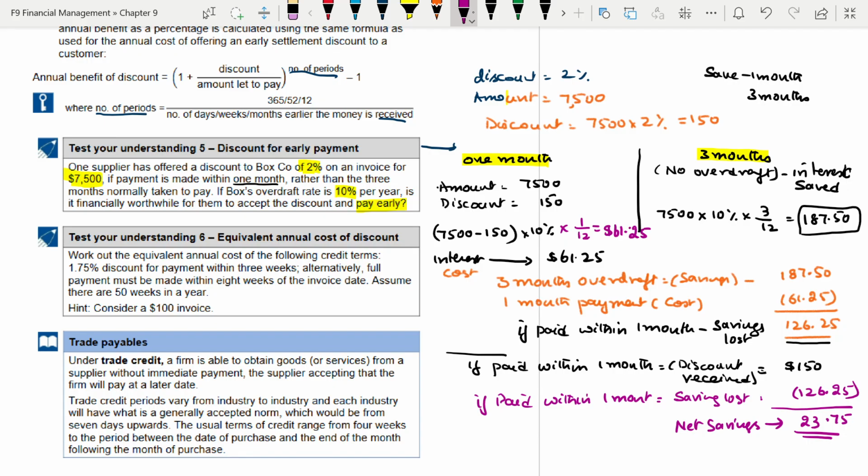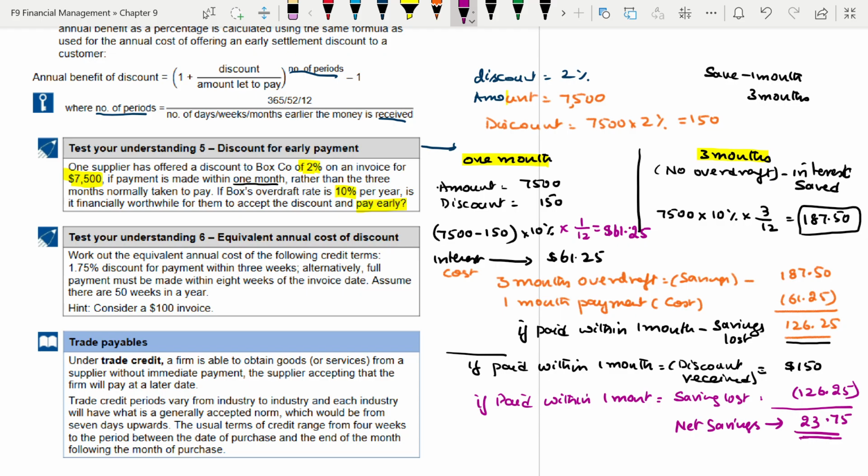That is the reason most of the people will not take the discounts, because when you take the discounts, your liquidity will decrease and your profitability will be impacted. If you are going to pay within 1 month, the discount is 125. If you pay within 1 month, how much savings are you going to lose? 126.25. The net savings is how much?